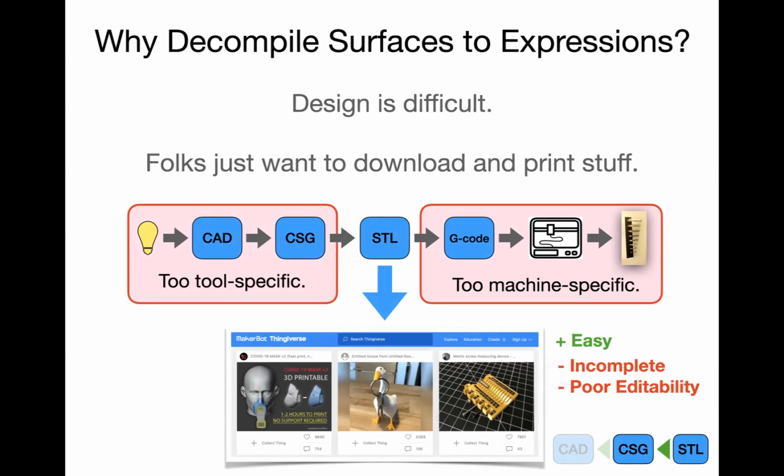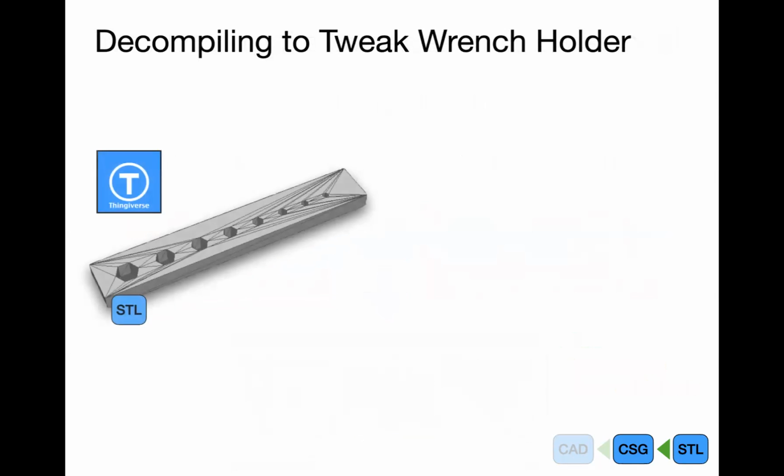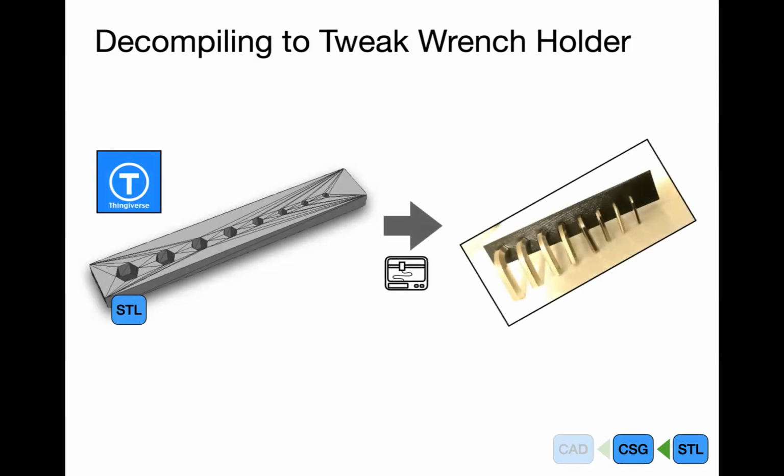But because it's in this STL representation, you've compiled away all the higher level abstraction from the program, and so it's really hard to edit it. It's really hard to tweak things to get what you want. So in the case of the wrench holder, I actually went to Thingiverse and I found some wrench holder. It was in STL, and I printed it, and sure enough, I got a wrench holder. But the problem was one of my wrenches, these are like IKEA wrenches. They're very inexpensive. It was incorrectly manufactured, so it wasn't bent the same way as the other ones, and it didn't sit square.